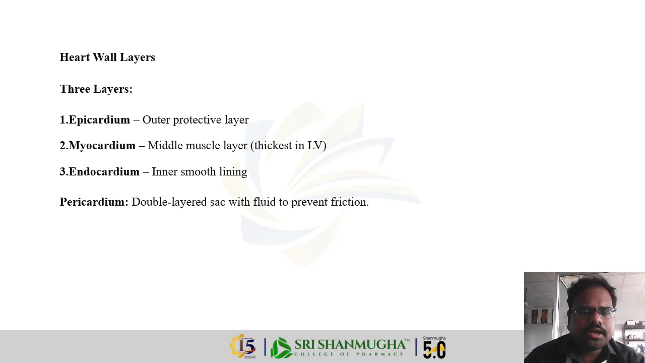Then the pericardium. The pericardium is a double-layered sac with fluid to prevent friction. It is just like a sac filled with fluid. Generally the heart contracts to pump the blood, and during contraction multiple frictions may happen. To prevent this friction, there is a layer called the pericardium. It is filled with fluid, and this prevents friction of the heart. This is called the pericardium.